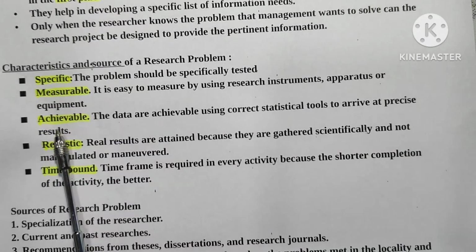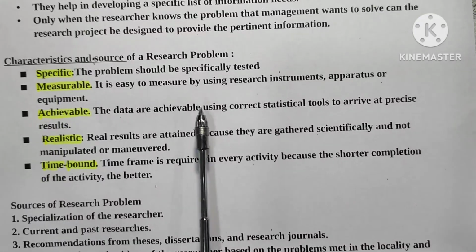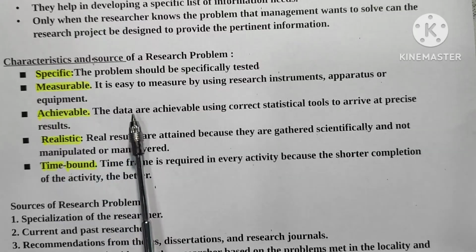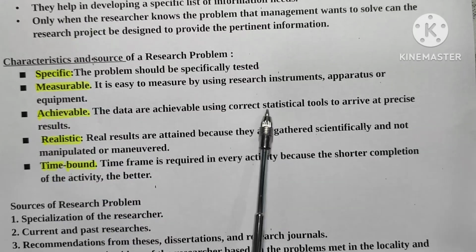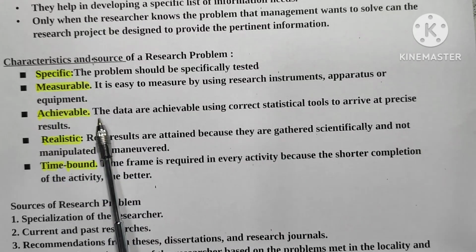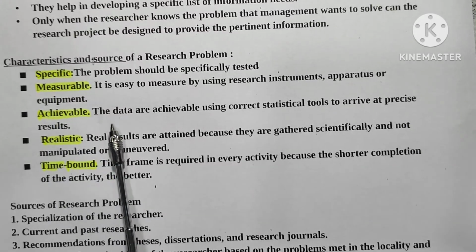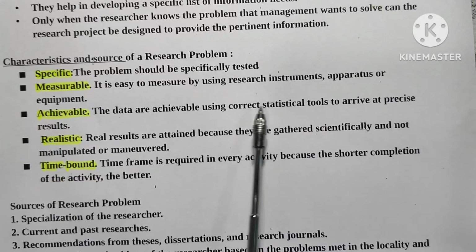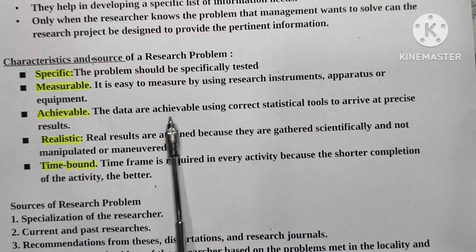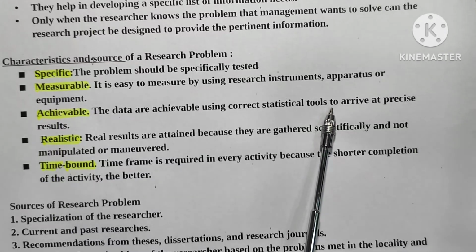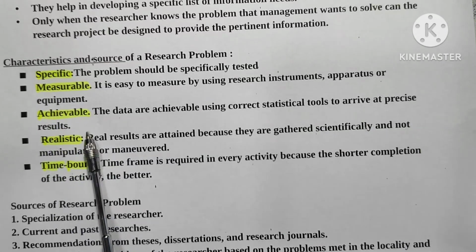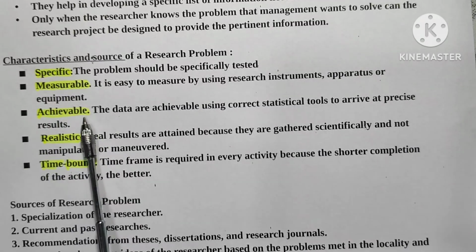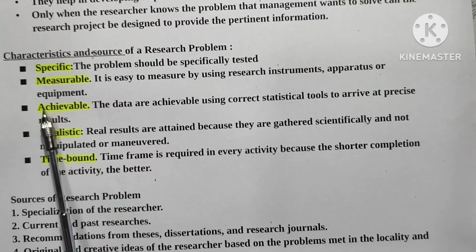Next one is achievable. The data are achievable using correct statistical tools to arrive at precise results. In research you will also study statistics. To prove your data, whatever data you collected in the research, and represent it in numerical forms, you use statistical tools. So the data are achievable using correct statistical tools to arrive at precise results. To reach the results, you should be able to use these tools. So the result should be achievable. That is also one characteristic.